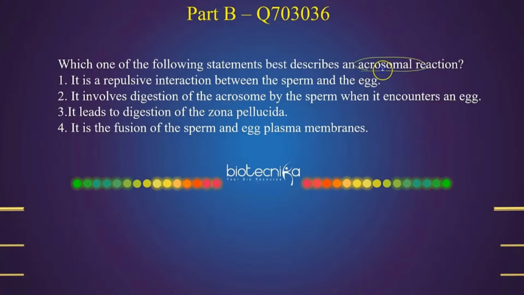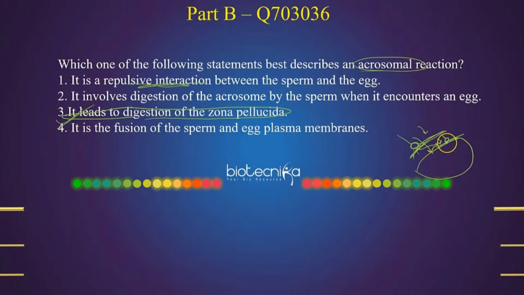And it's because of this acrosome reaction only that the egg membrane is penetrated so that the sperm can go and fuse with the egg membrane. So definitely it is not a repulsive interaction. It leads to the digestion of the zona pellucida. Yes, this seems a correct option, because in the mammalian system, when the sperm binds to the zona pellucida, it undergoes acrosome reaction and then releases its contents, because of which it can enter the perivitelline space. Here it will go and fuse with the egg membrane.